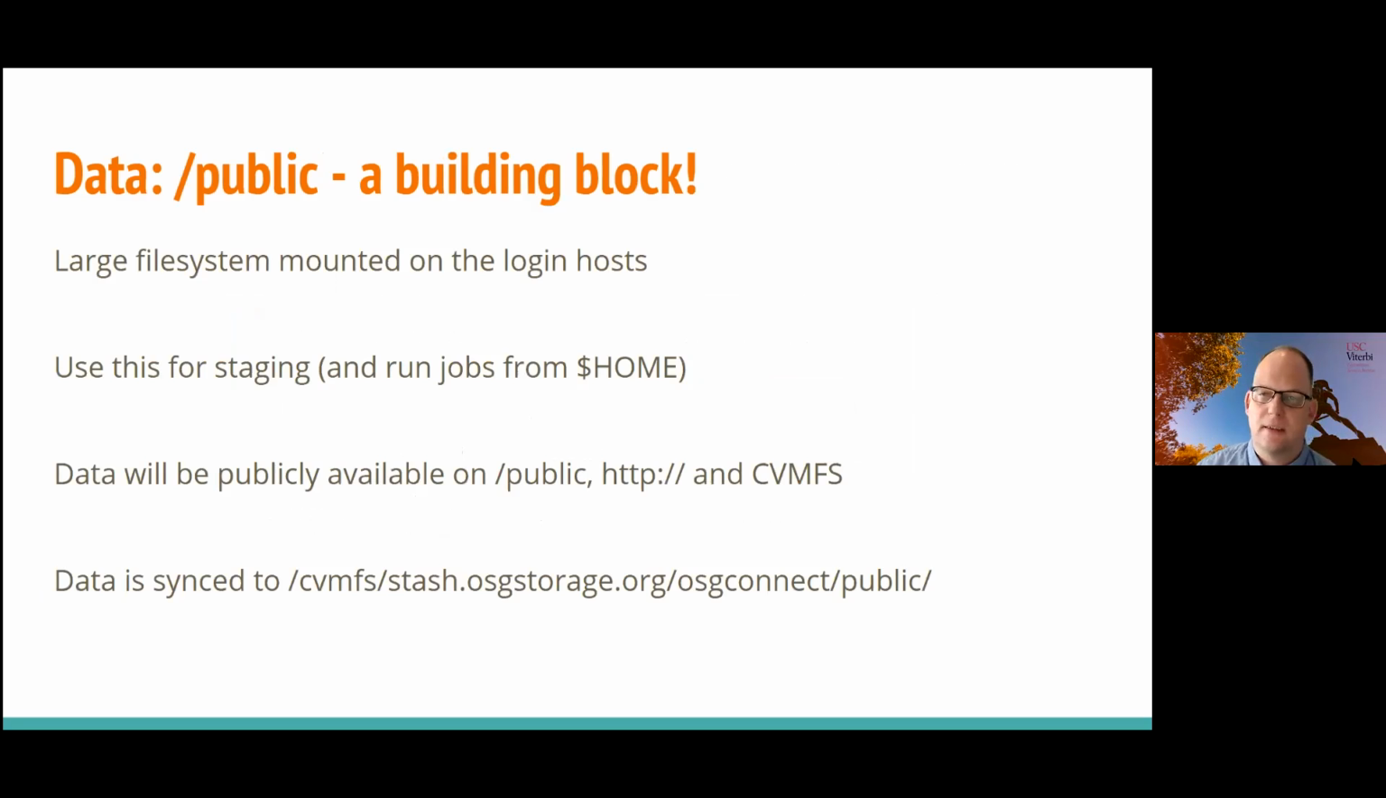The rest of these mechanisms I'm going to talk about depend on this /public. And when we talk about this, it's really just a building block, because there are multiple ways of accessing this, right? So if you are on our access point nodes and you look in /public, you will just see a large file system. It looks like a regular file system that's available on those nodes. The way that we want to use this is for the staging of big data sets. So run the jobs from /home and then do this data staging from /public.